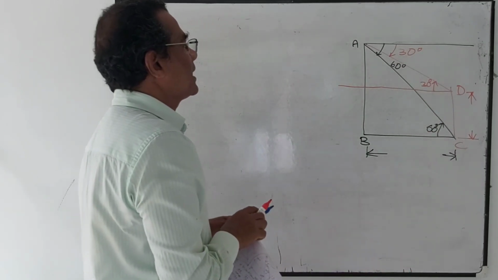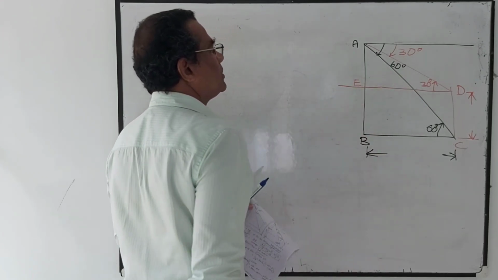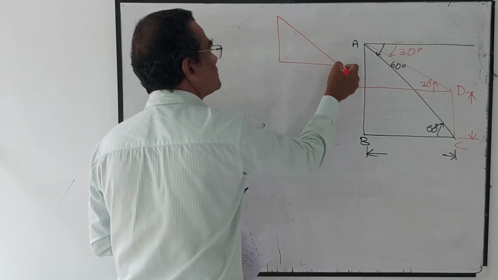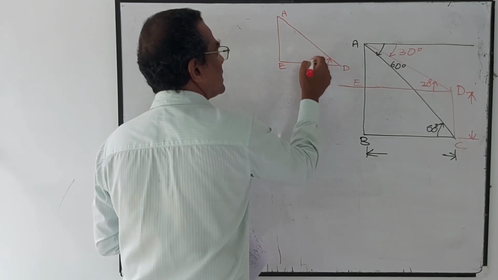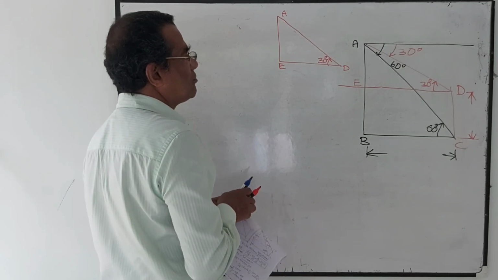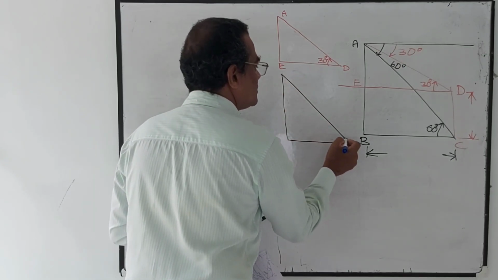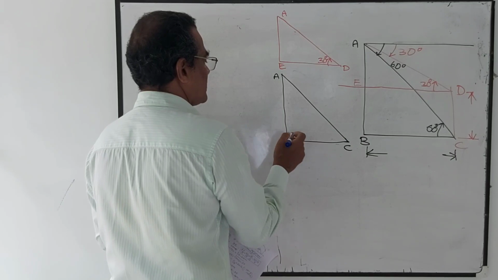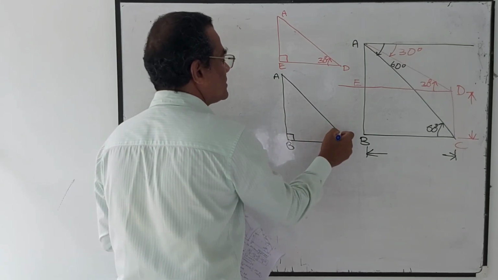So here we have two triangles. Let this point be E. One triangle is AED and this angle is 30 degree. And we have one more right triangle, which is like this: A, B, and C. This is the right triangle, with a right angle here, and this is the right angle here. So BC, and this angle is 60 degree.